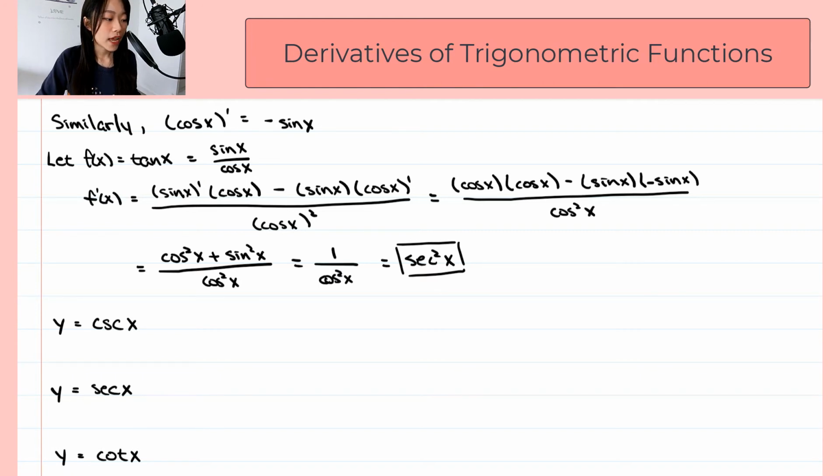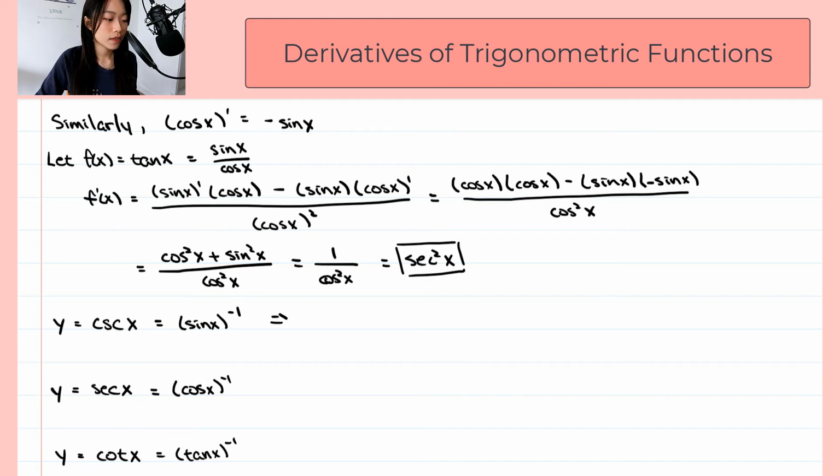So cosecant of x equals 1 over sine of x, and we can rewrite that as sine of x to the power of negative 1. And similarly with secant of x and cotangent of x: secant of x equals 1 over cosine of x, and cotangent of x equals 1 over tangent of x. So now we can use the chain rule version of the power rule to find these three functions.